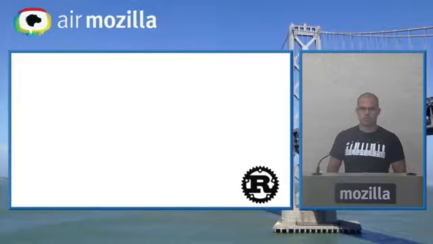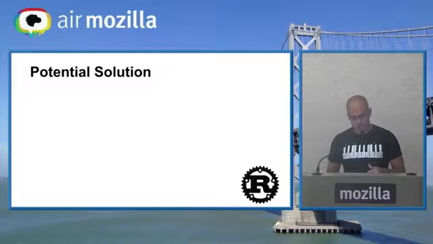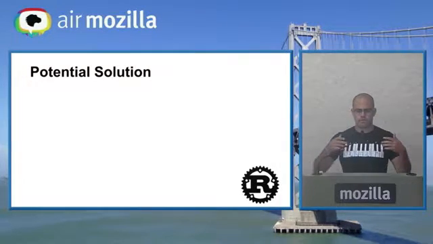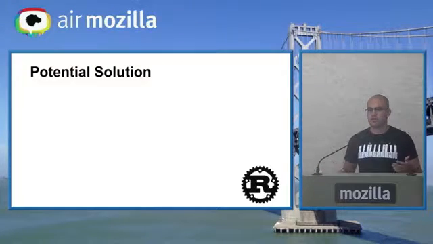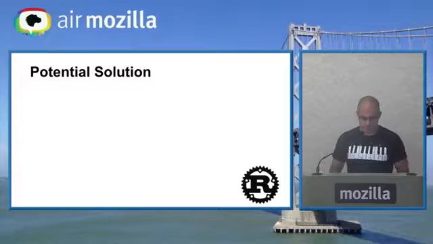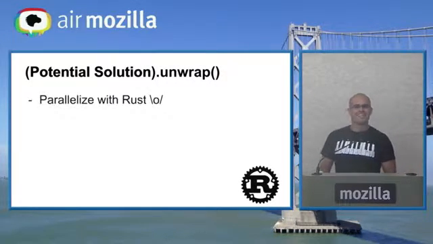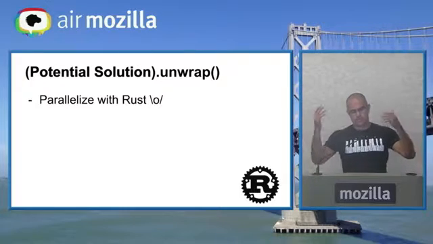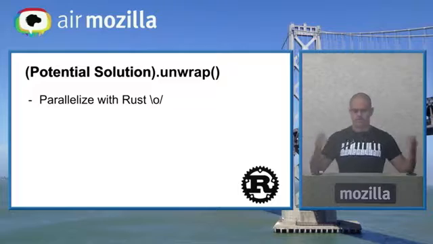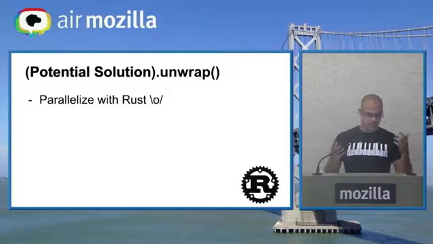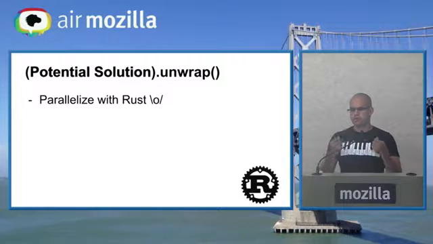Okay, so let's talk about a potential solution to this. I want to cut down the 15, 20 minute deploy down to 5 if it's possible, 10 if it's possible. All right, let's unwrap that. Let's parallelize with Rust. That's the first thing that I thought. I was learning Rust. I mean, I'm still learning. And I thought it would be amazing if I can solve a problem and also teach myself some Rust.